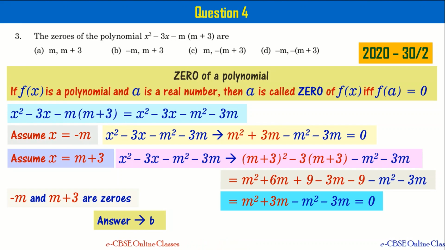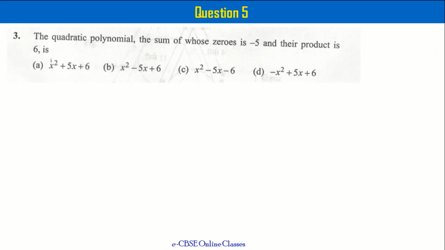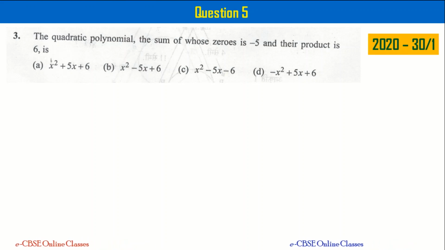Let's go to question number 5. Here, the question is to find the quadratic polynomial, the sum of whose zeros is minus 5 and their product is 6. We were given 4 choices. We have to find which one is correct. And it is from year 2020, set number 1.